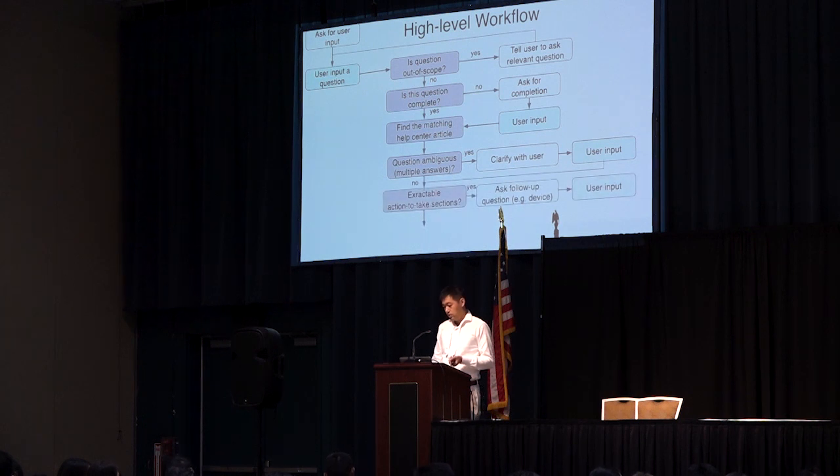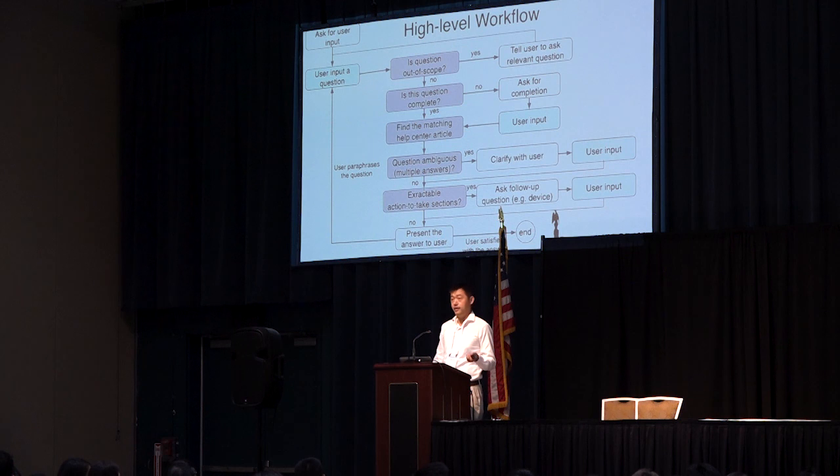And then after we know which article to pick, we are going to extract the action to take. This is the one I talked about: which device are you using, for example, right? So that we can be more precise and show the user more precise answers. And finally, we present the result to the user, and users are satisfied. If the user is not satisfied, they're going to come back and paraphrase the question again, and then have another loop.